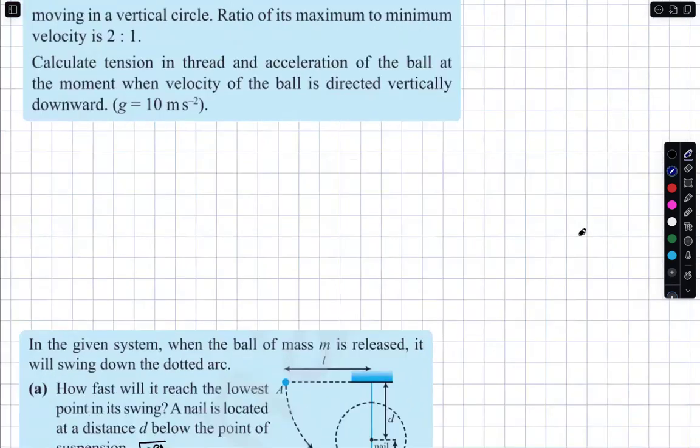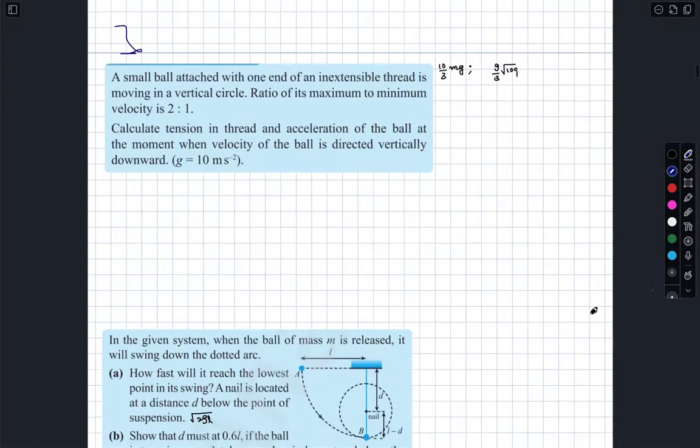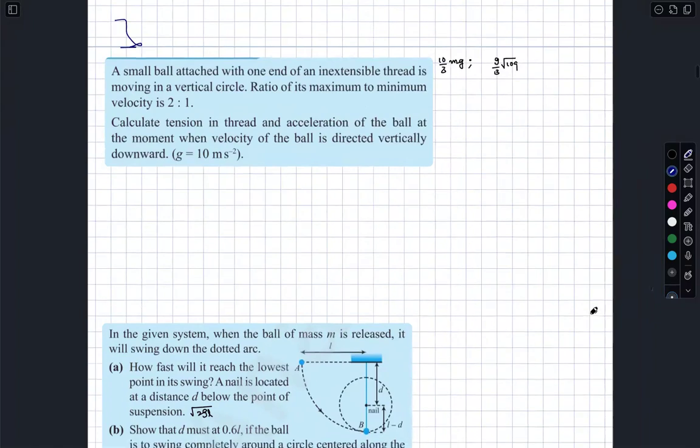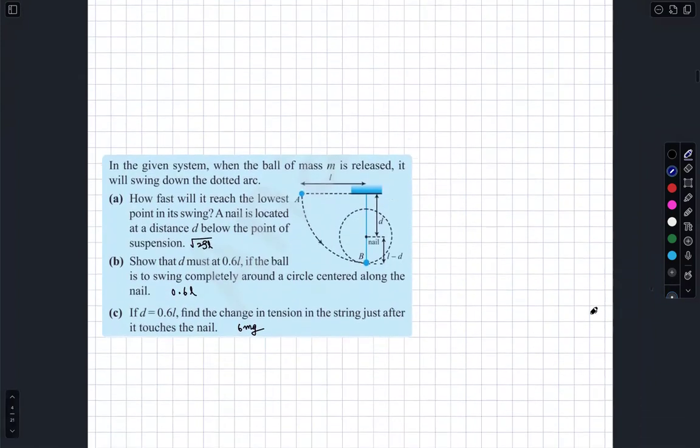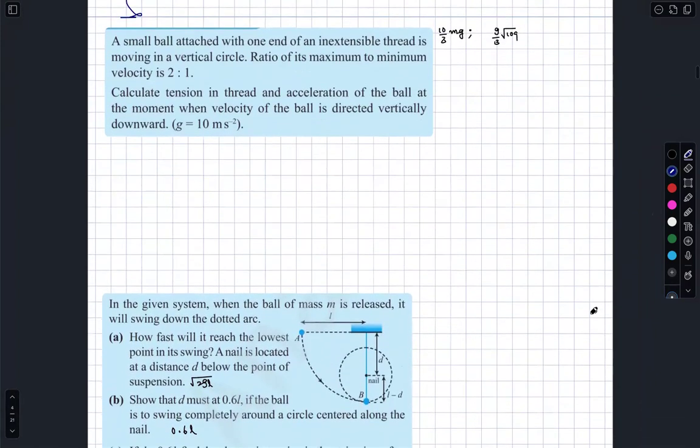Yeah, try this. My target is at least 10 questions. A small ball attached with one end of an inextensible thread is moving in a vertical circle. Ratio of its minimum to maximum velocity. I didn't understand. Can you please help me? What is the meaning of minimum and maximum velocity? This is the circle. What do you mean by minimum and maximum velocity? Can you please answer? I can hear you.